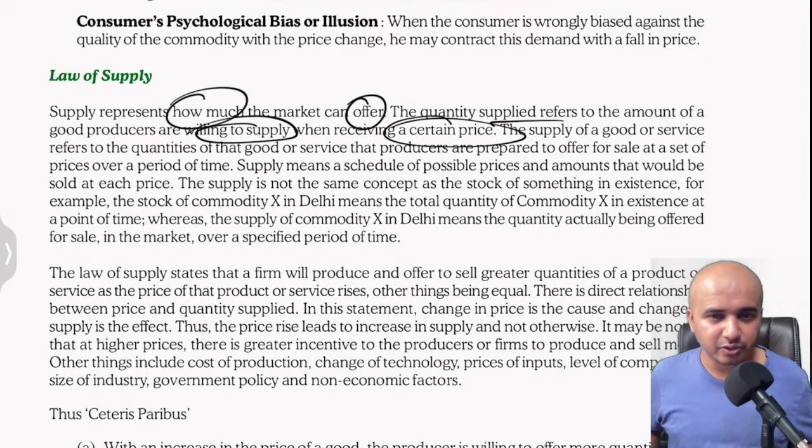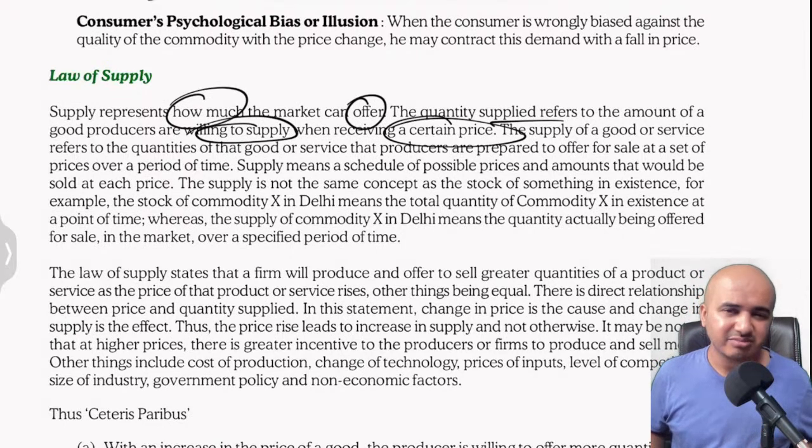Supply means a schedule of possible prices and amounts that would be sold at each price. If the price is X, I will supply maybe Y quantity. If the price is X minus 1, maybe I will still supply Y quantity. If the price is X minus 5, then I will obviously supply Y minus something else quantity, because now it has come down so much that I don't have the initiative, I don't have the urge to supply so much.